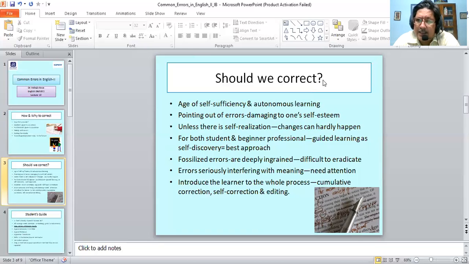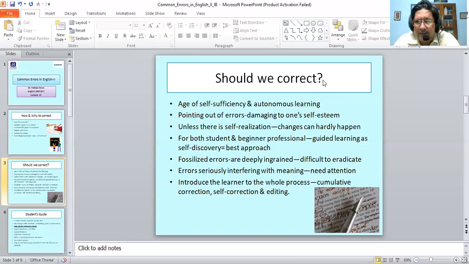Again, as far as the pointing out of these errors is concerned, it has been observed that unless there is proper self-realization on the part of the person who is making these errors, changes can hardly take place. So both for the student as well as for the beginner professional, guided learning or self-discovery of the errors and self-correction is really the best approach.